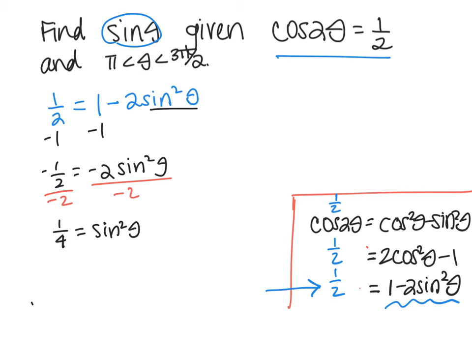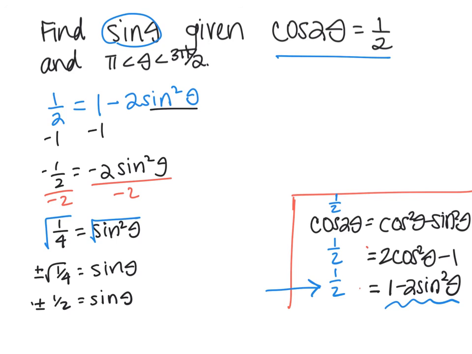Now again, we're solving for sine of theta, so our last step would be to take a square root. Now one tricky part in here, that means square root of 1/4, but remember whenever we do a square root, we can have a plus or a minus with sine of theta. So first, a little bit of math, the square root of 1/4 is 1/2. So we get plus or minus 1/2 equals sine of theta.